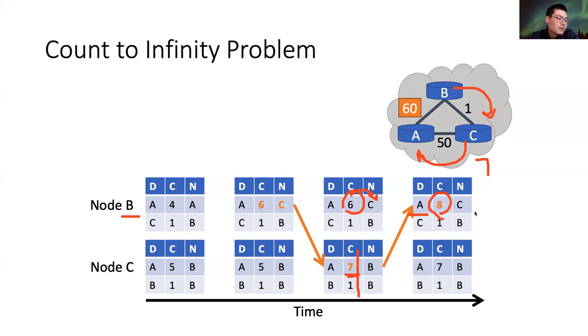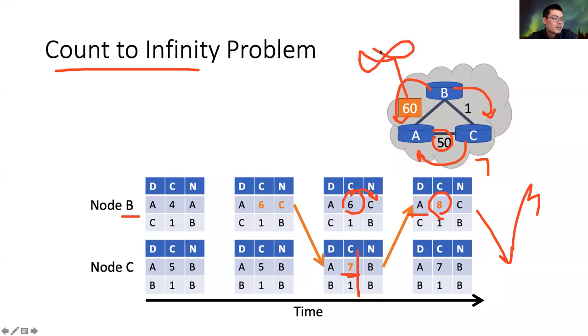So you can see this will go all the way there. If C to A is 50, then it will stop, because this is low. But if you look at B to A, this will go all the way to 60. So this will be very frustrating. It will go on like a so-called count to infinity problem. This is very, very big, almost infinite. It will always keep going in that direction.